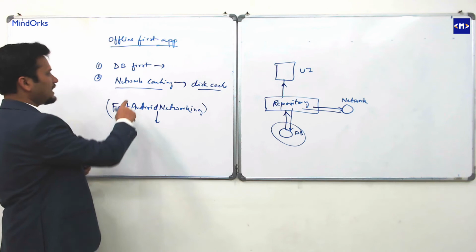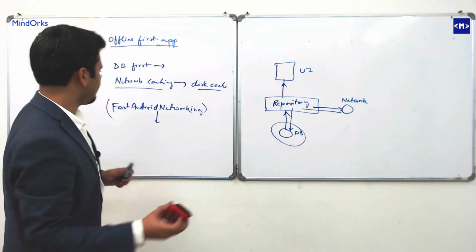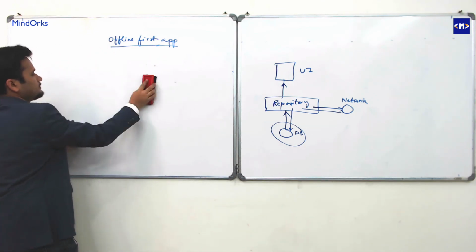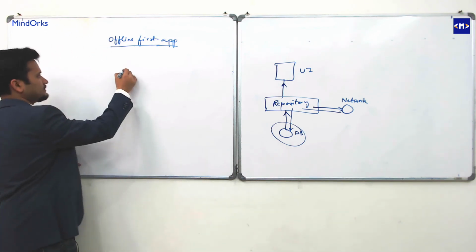Network caching is basically that every response you get has certain properties to it, like ETags.